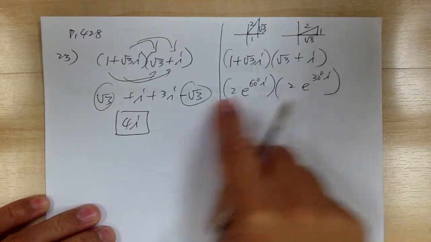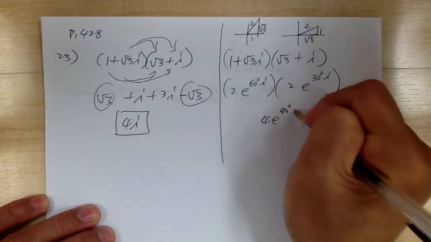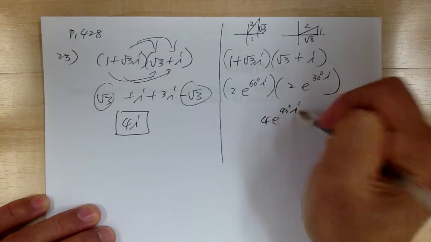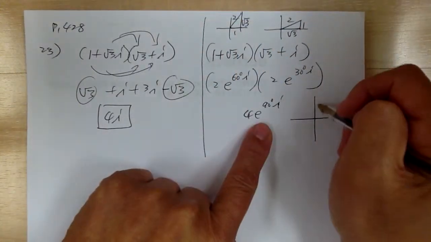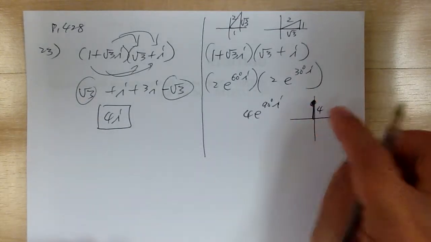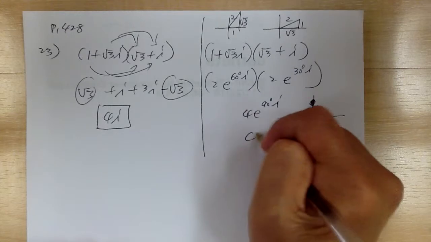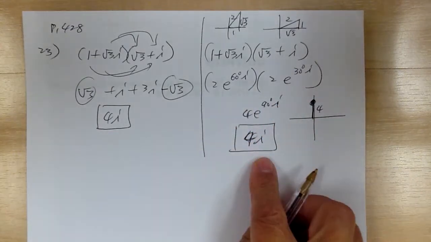So now when you use polar form, you multiply, and you're going to get 4 e to the 90 degrees i. Okay. And now you have to switch back. Again, you have to draw a lot of triangles. So 90 degrees, right? So this is 4 at 90 degrees. So by looking at this picture, you can see that this is 4i. And you can see you get the same answer, right?